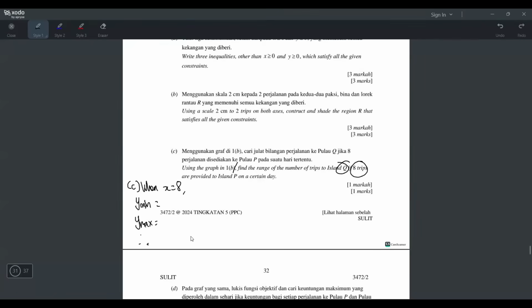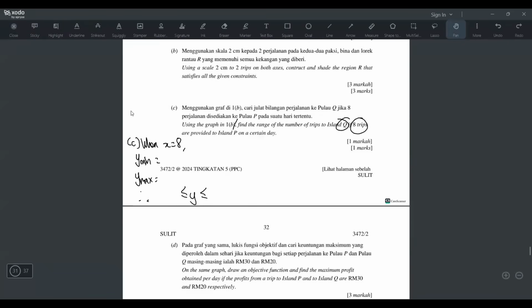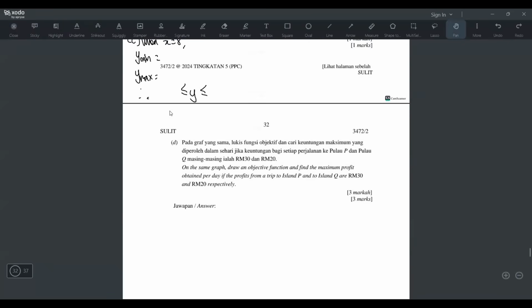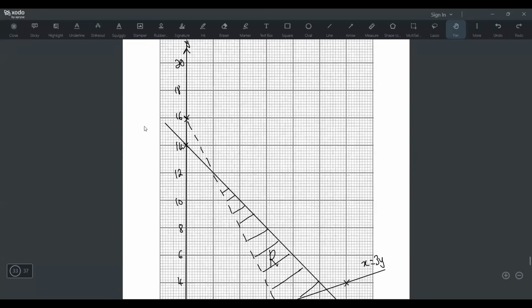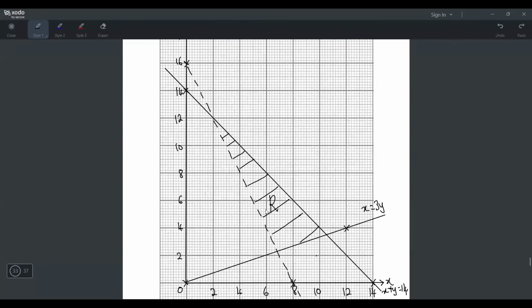And then you write your Y in between, with the minimum value here and the maximum here, right? But first you need to get your minimum and maximum. So how to get it? Go to the graph, and on the x-axis find 8 first. So x equals 8 is here.